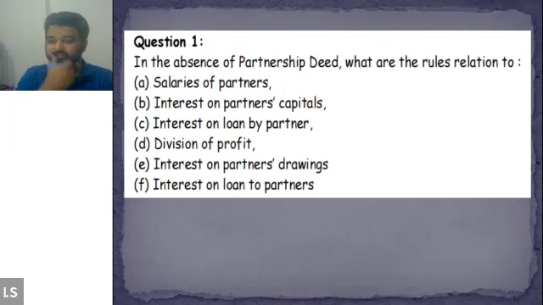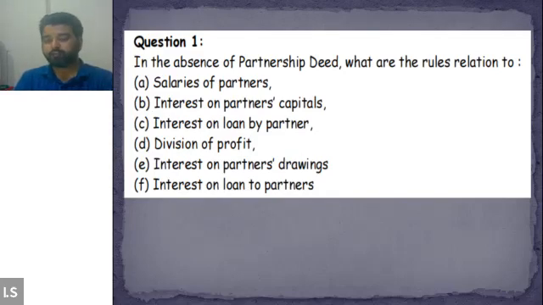If the partnership deed is silent, then partners cannot be asked to pay interest on their drawings. You can only ask partners to pay interest on their drawing if there is already an agreement between the partners regarding interest on drawing. And the last one is interest on loan to partners.